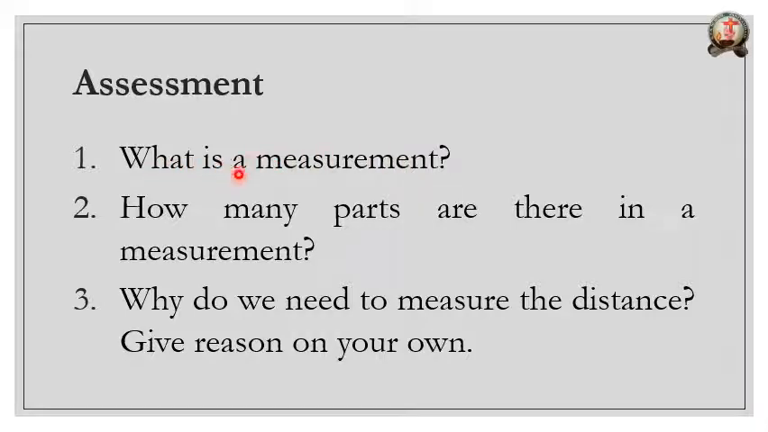So what is the first question? What is a measurement? In the second question, I have asked, how many parts are there in a measurement? Which I already described in the recap as well. And the third question is a general question. Why do we need to measure the distance? You need to give the reason on your own. Most of the answers you can try to write on your own. This one alone, since it's a direct question, you can refer to the definition. Okay.